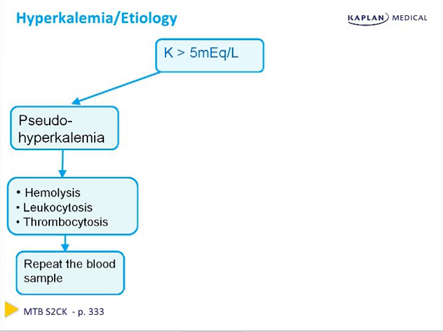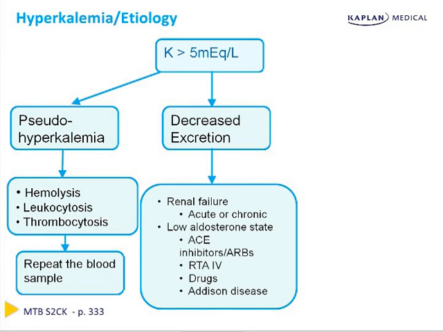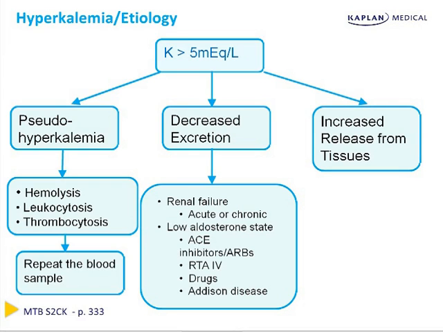Now, once you've confirmed that the hyperkalemia is real and not because of a hemolyzed blood sample, there are two main broad categories of why the serum potassium might be high. It might be high because your kidneys aren't excreting enough of it, or it might be high because the potassium is being shifted from inside the cells to outside the cells. So let's talk about decreased excretion first. Some main reasons potassium isn't excreted from the body in the manner that it should be include renal failure, and that could either be acute or chronic in nature.